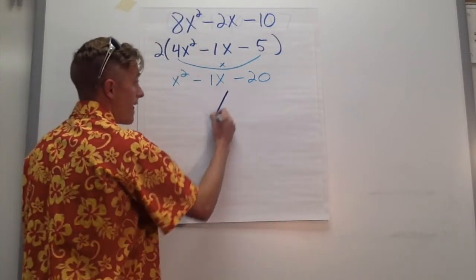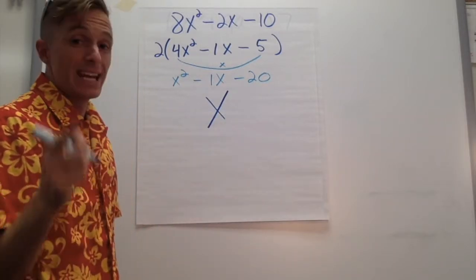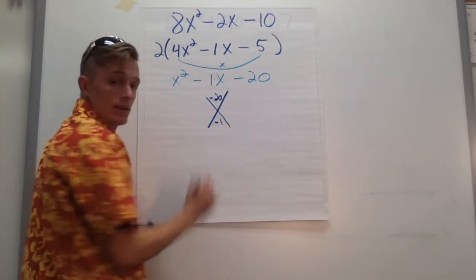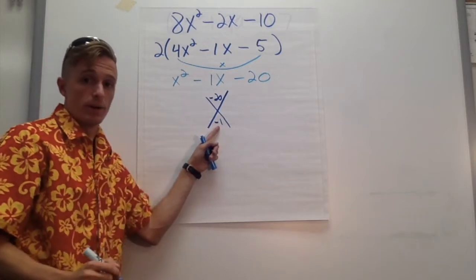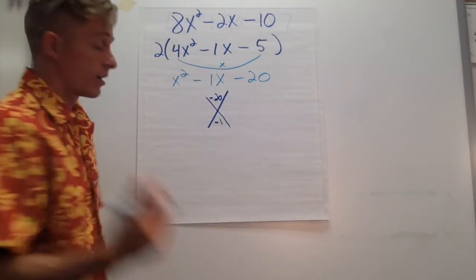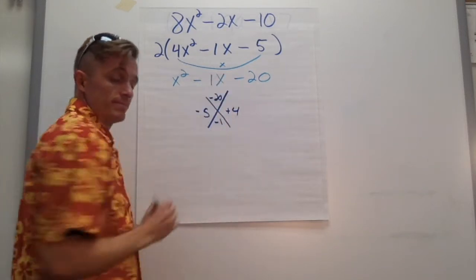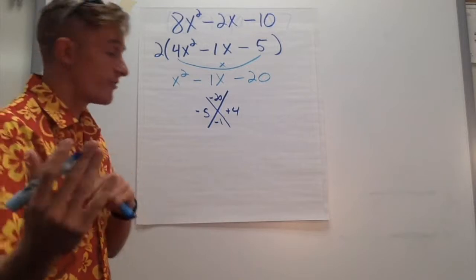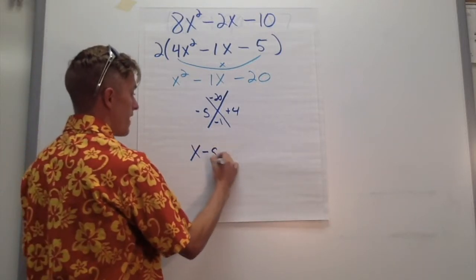Now what we do is we x factor. Let's do that. What two numbers multiply to negative 20 and add to negative 1? Multiply to negative 20, that's hard to see, sorry, and add to negative 1. Well, the two numbers are negative 5 and positive 4. Negative 5 and positive 4. So what we do is we make our factors. We go x minus 5 and x plus 4.